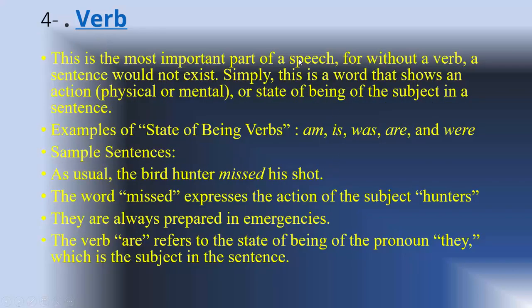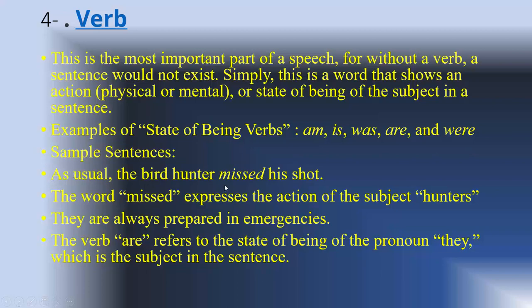Now, verb. This is the most important part of speech, for without a verb, a sentence would not exist. Simply, this is a word that shows an action, physical or mental, or a state of being of the subject in a sentence. Examples of state of being verbs are is, was, are, and were.